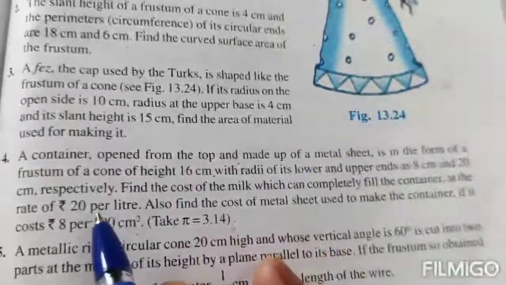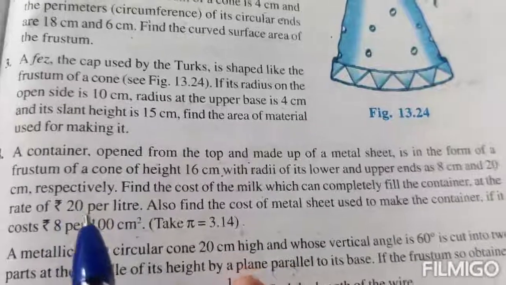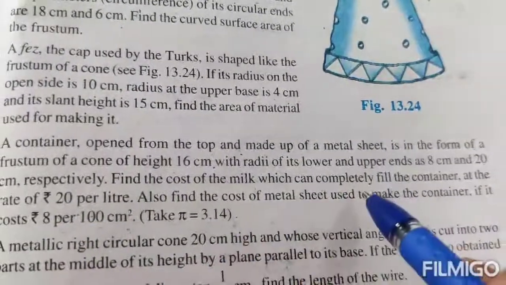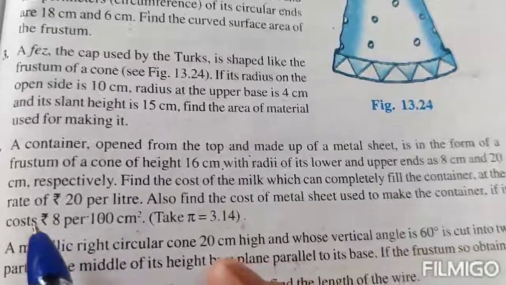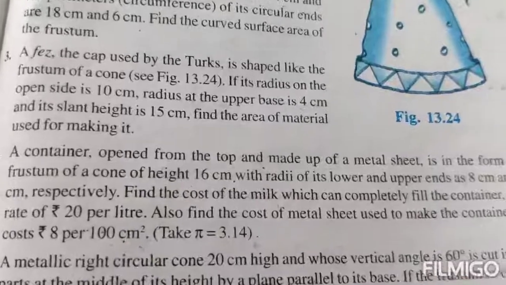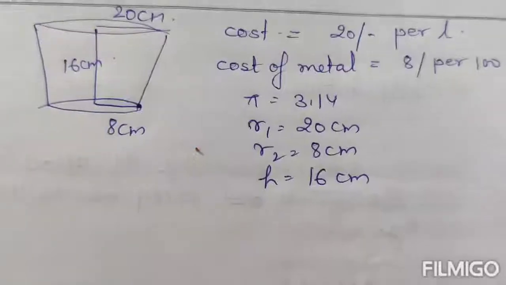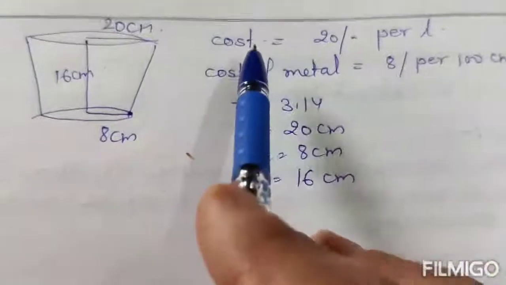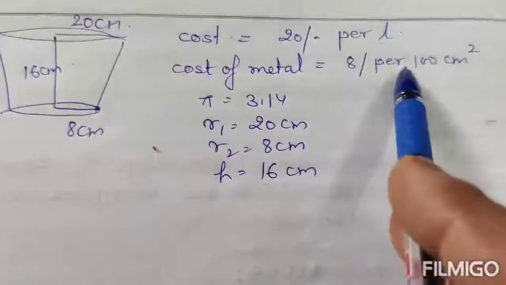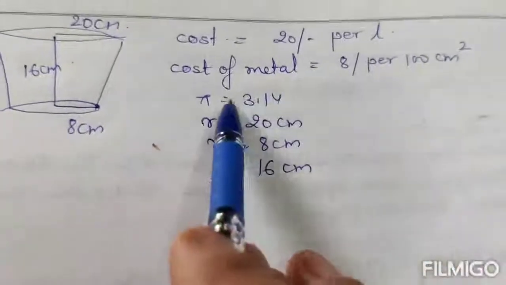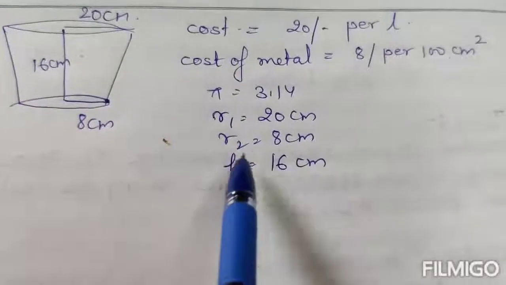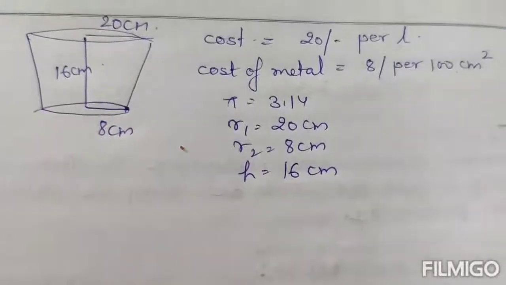First we find the volume for calculating the cost of the milk. And again, for the cost of the metal sheet used, we have to find the CSA and the area of the base for making the bucket. In question number 4, it is given that the cost is rupees 20 per liter, the cost of metal is 8 rupees per 100 centimeter square, pi is 3.14, R1 is 20 centimeter, R2 is 8 centimeter and height equals 16 centimeter.